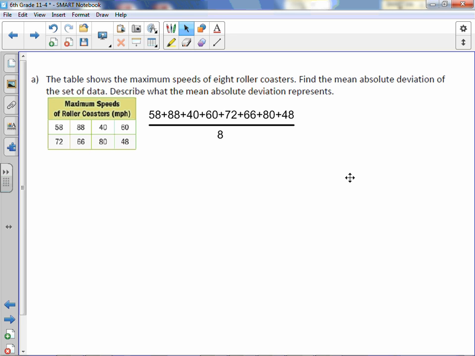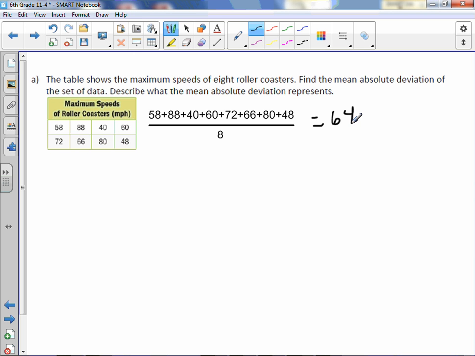When we do that, add them all up first, hit equals, then divide by 8, and we get a mean of 64. So what we're going to do now is take that mean and subtract it from each value, and then take the absolute value of it.